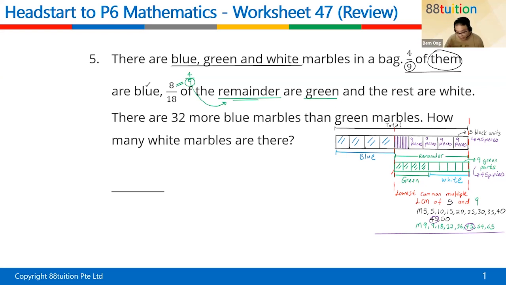So if 9 green must get 45 pieces, which means that 1 green must have what? 5 pieces inside. 1, 2, 3, 4, 5. So everyone must have 5 pieces. Can you see or not? And that's how you get the 45 pieces on top and 45 pieces below.